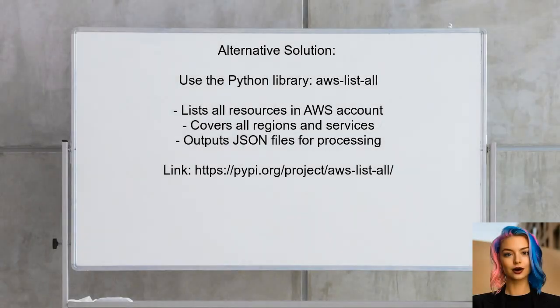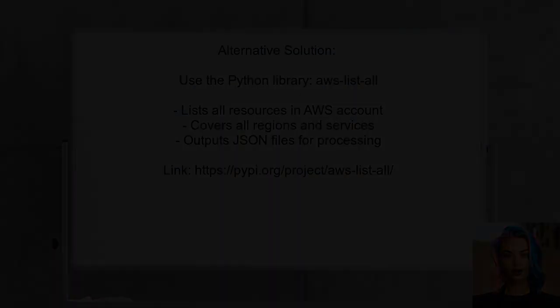One alternative solution is to use a Python library called AWS List All. This library allows you to list all resources in your AWS account across all regions and services. It generates JSON files for further processing, making it easier to manage your resources.